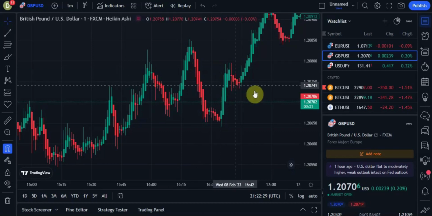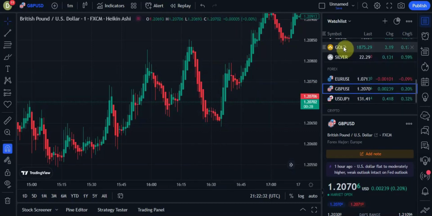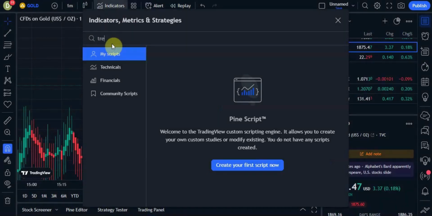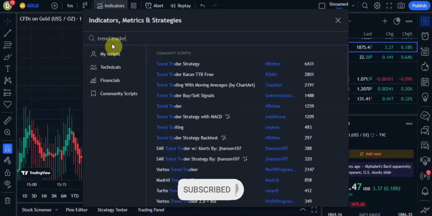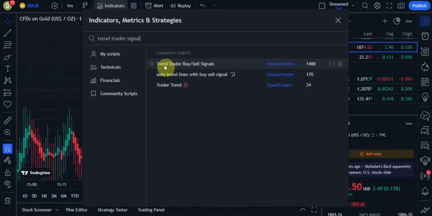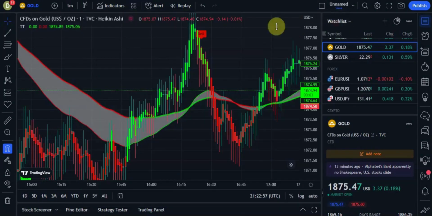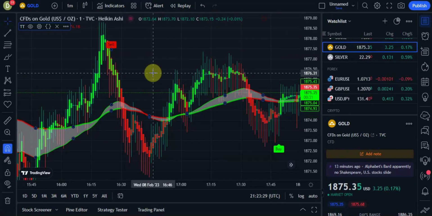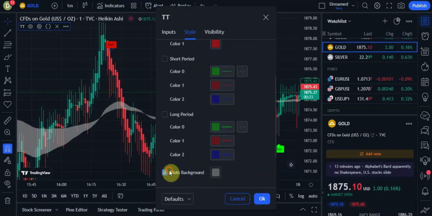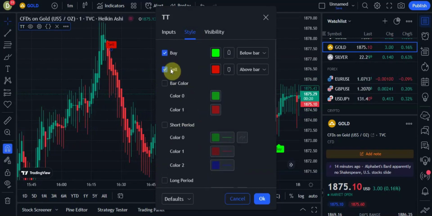So let's start off by opening up a gold chart with a 1-minute time frame. And we're going to add our first indicator called Trend Trader Signal. And here's the one we want, Trend Trader Buy Sell Signals by Unknown. Let's add this to our chart. And we only need the buy and sell signals from this indicator. So let's go to Settings and Style, and let's just uncheck all these other boxes here. And we'll just leave the buy and sell boxes checked, okay?